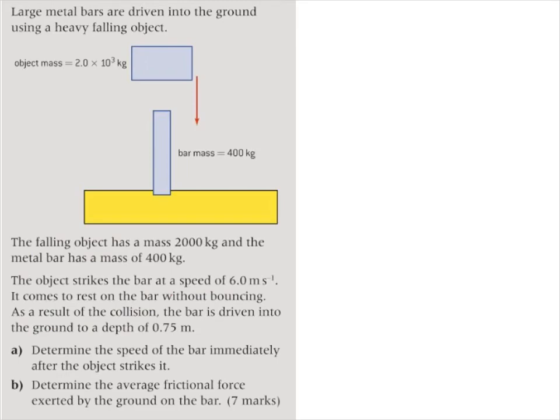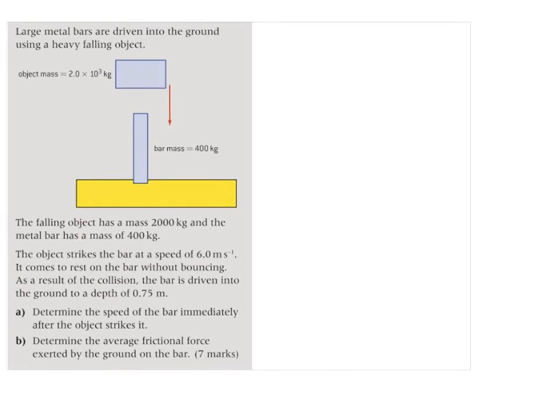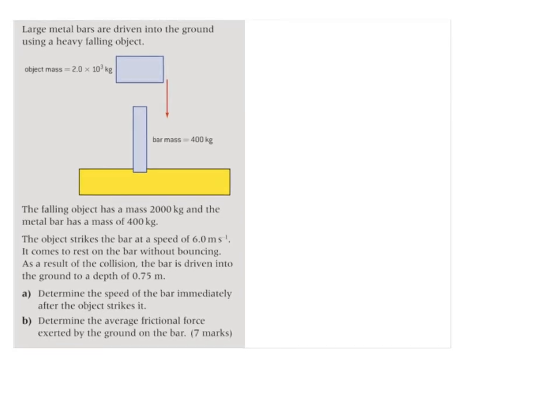Now, this is going to be a much more difficult question. This one says we have large metal bars being driven into the ground using a heavy falling object. The falling object has a mass of 2,000 kilograms, and the metal bar, which is right here, has a mass of 400 kilograms. The object strikes the bar at a speed of 600 meters per second.